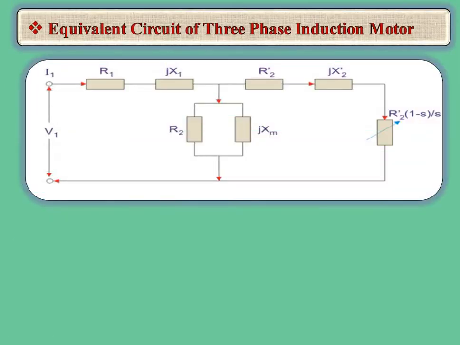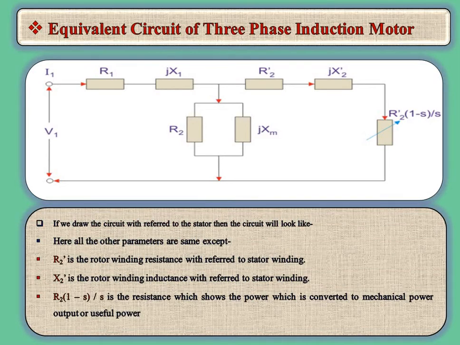Now next is the equivalent circuit with reference to the stator. Here all the other parameters are the same except R2 dash, which is the rotor winding resistance with reference to the stator winding. X2 dash is the rotor winding inductance with reference to the stator winding, and R2 into (1 minus S) divided by S is the resistance which shows the power converted to mechanical power output, or the useful power.